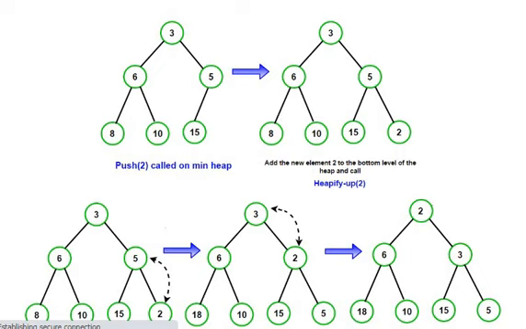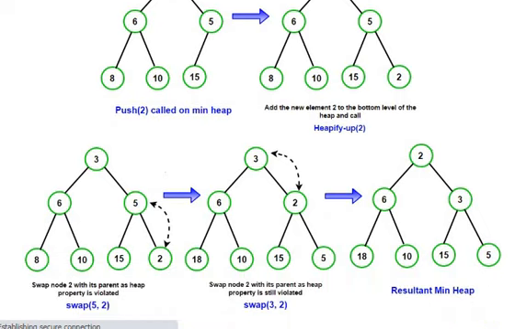So we are trying for insertion push 2. So we are trying to insert 2. Add the new element 2 to the bottom level of the heap and check the heap property. So we need to swap node 2 with its parent, and here the heap property is violated, and after swapping again we need to swap 2 with its parent. Now we have the resultant min heap.